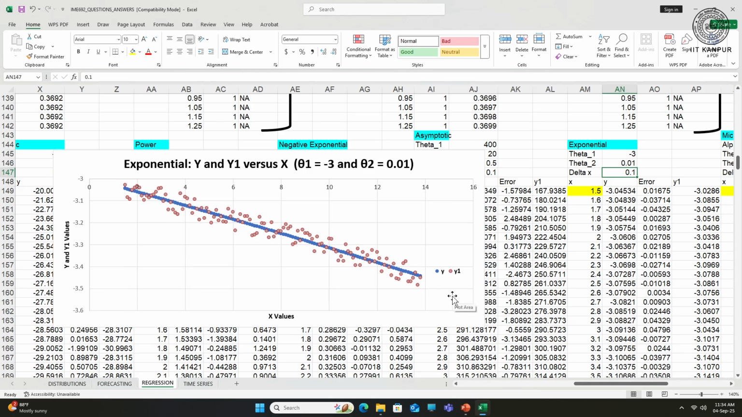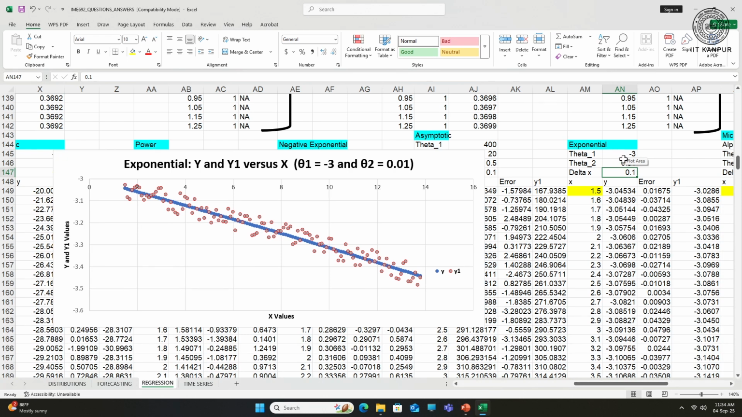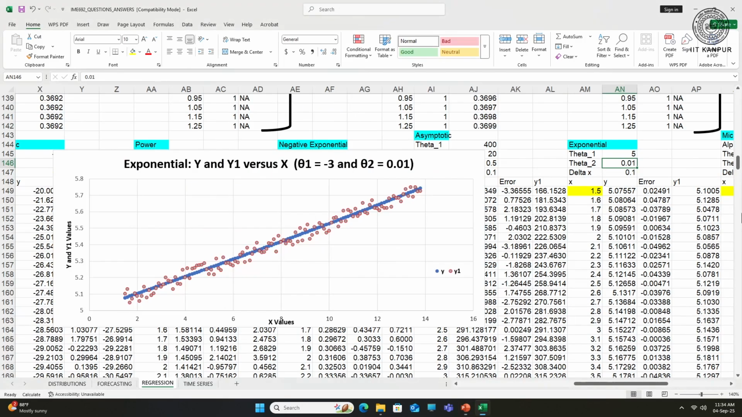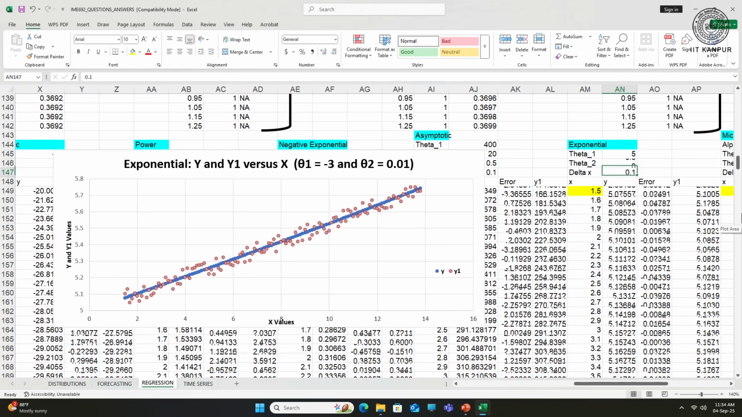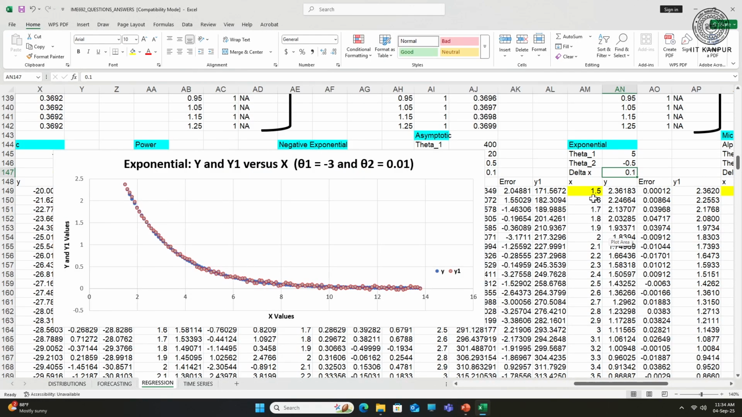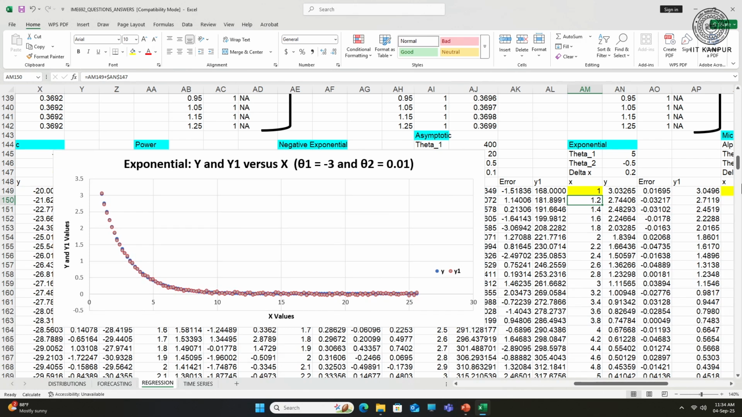So, let us consider the first data set as the slide shows and the graph is shown there. So, let us go back. It is theta 1 is equal to 5, and theta 2 is equal to minus 0.5. So, this is the data point which we have, and if I consider the seed value, let us consider the delta value as 0.2 and the seed value as 1.